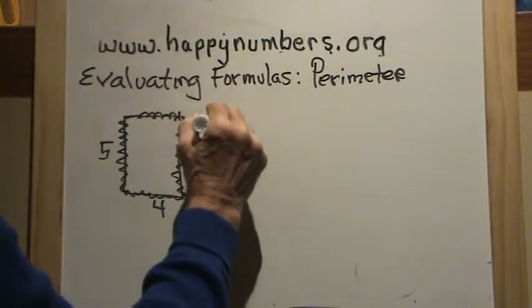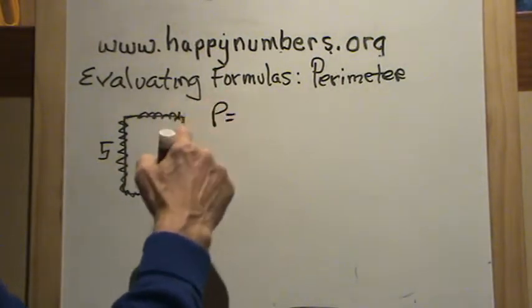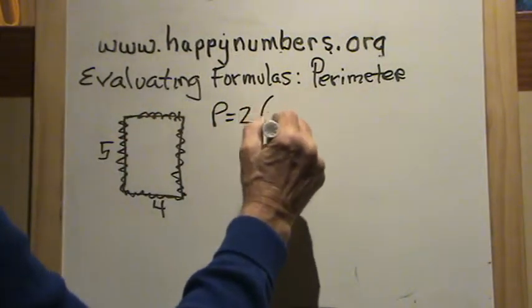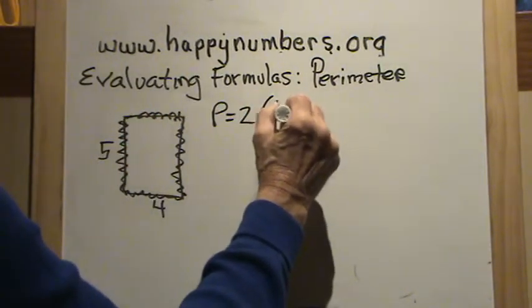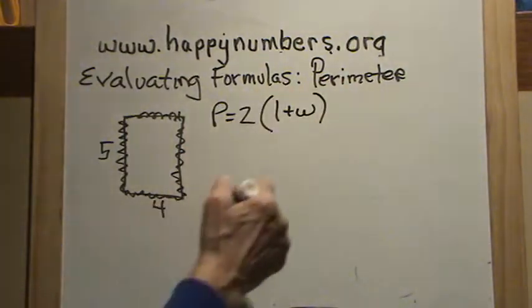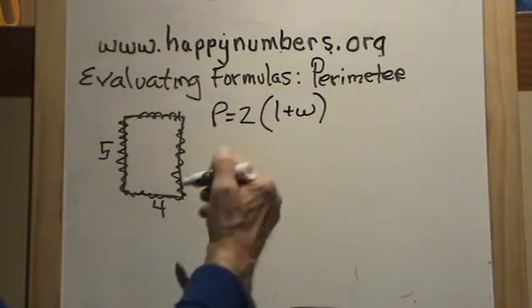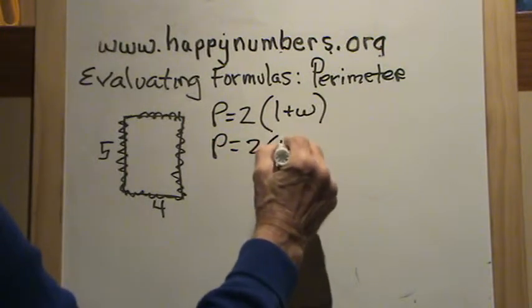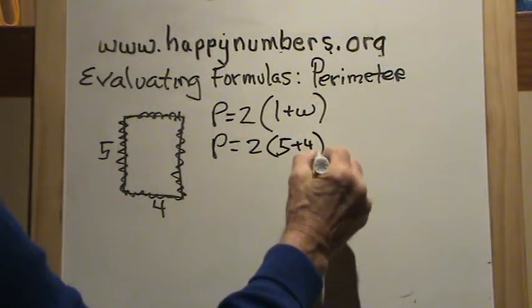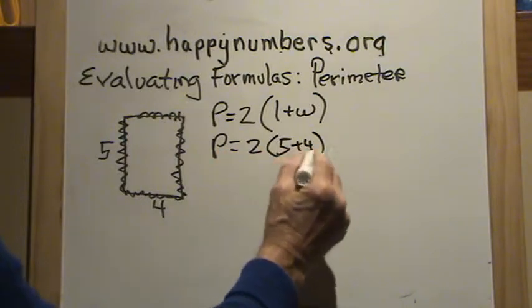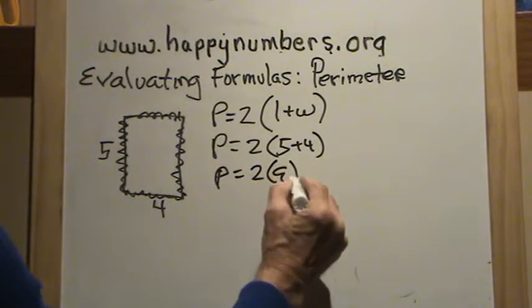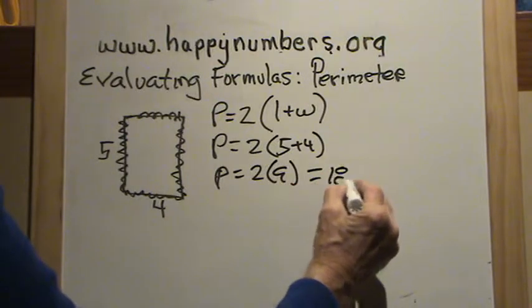Well, he can use the formula for perimeter because he's looking for the perimeter, the distance around, and it's equal to 2 times the length plus the width. And now we just substitute our numbers. Perimeter is equal to 2 times 5 plus 4. We do our parentheses. Perimeter equals 2 times 9, and the perimeter would be 18 feet.